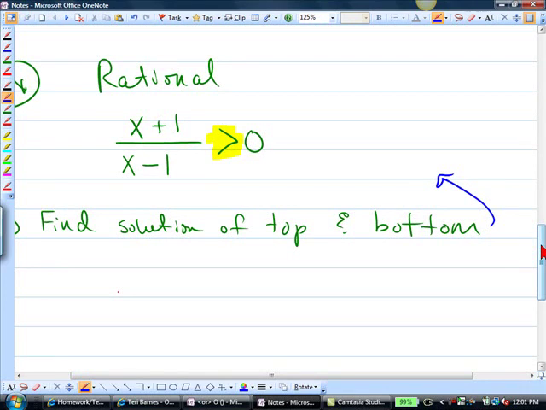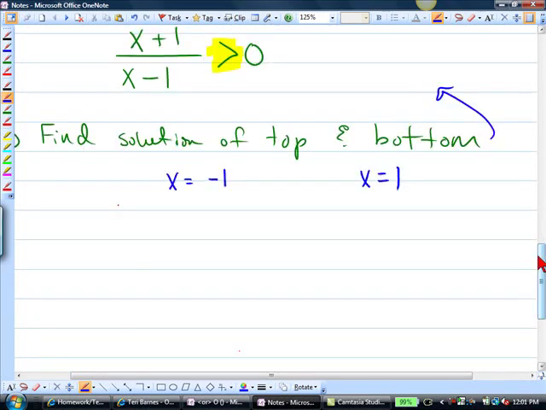Gotcha. Okay, you're going to find the solution of the top and the bottom. That means set the top and the bottom equal to 0 and solve them. So what would we get for the top here? X equals -1, x equals 1. Okay, so find the solution of the top, solution of the bottom.